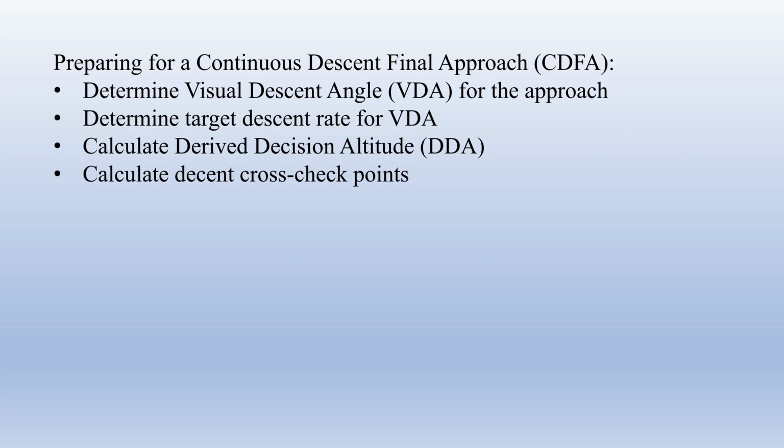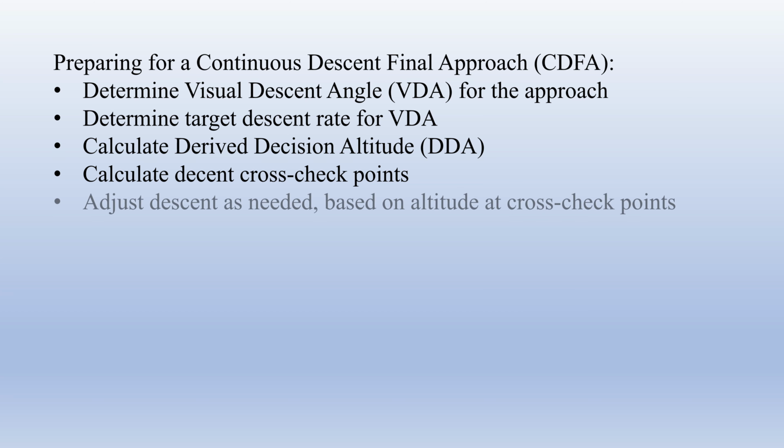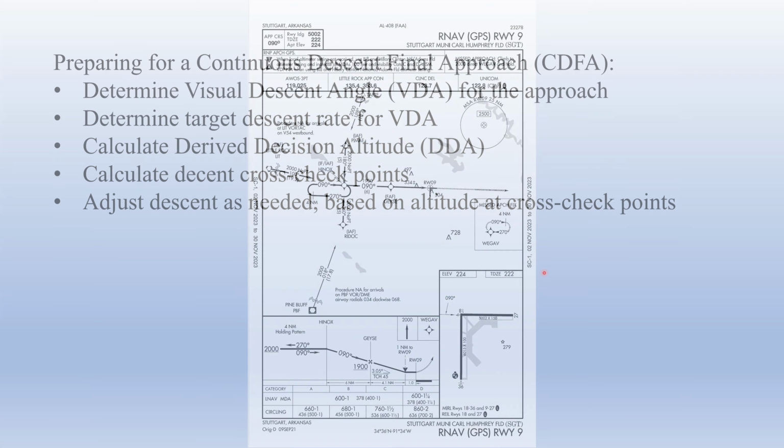Then you need to calculate descent cross-check points to know how high you should be at certain mileages away from the runway. Then as you fly the approach, you need to adjust your descent rate as needed based on your altitude at those cross-check points. Let's take a look at how this is going to work on this specific approach.